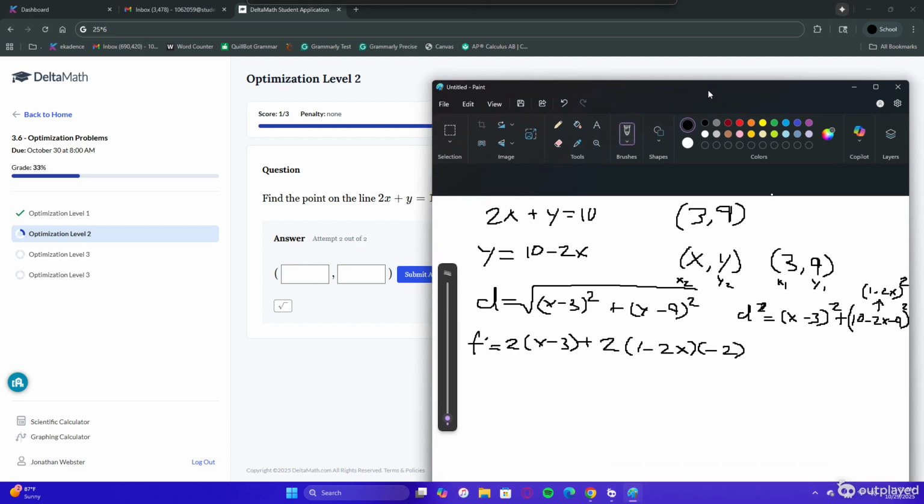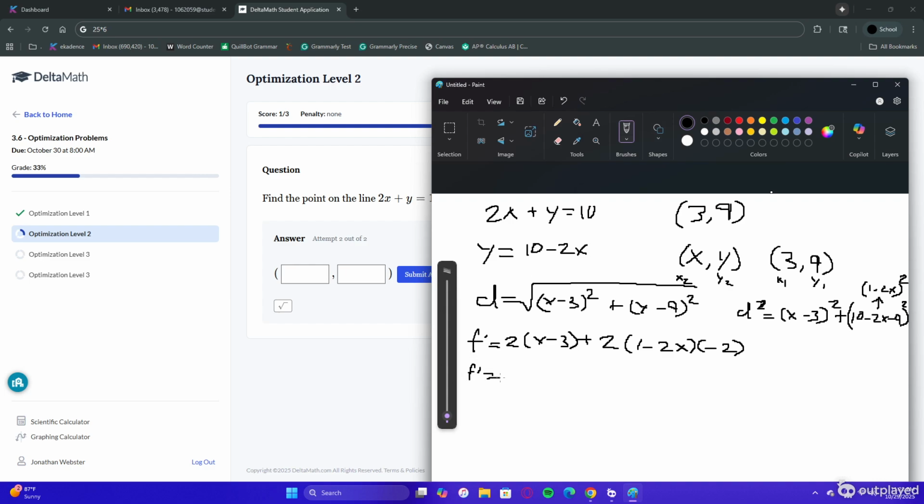So now simplifying that out, you'd get f prime equals 2x minus 6, and we can simplify this and this to negative 4, so plus negative 4 times 1 would be minus 4, and then negative 4 times negative 2x would be plus 8x, and that is equal to 10x minus 10, or in other words, f prime equals 10x minus 10.